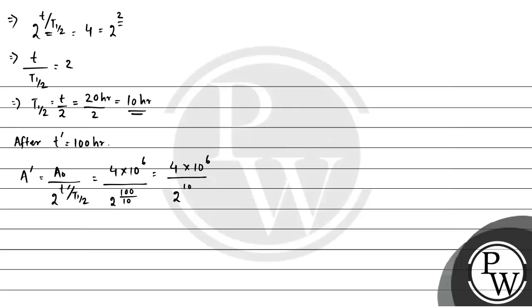When we solve this, after solving we get the answer as 0.390625 into 10 to the power 4. On further simplification, we can write this as 3.9 into 10 to the power 3 disintegrations per second. This is your answer.